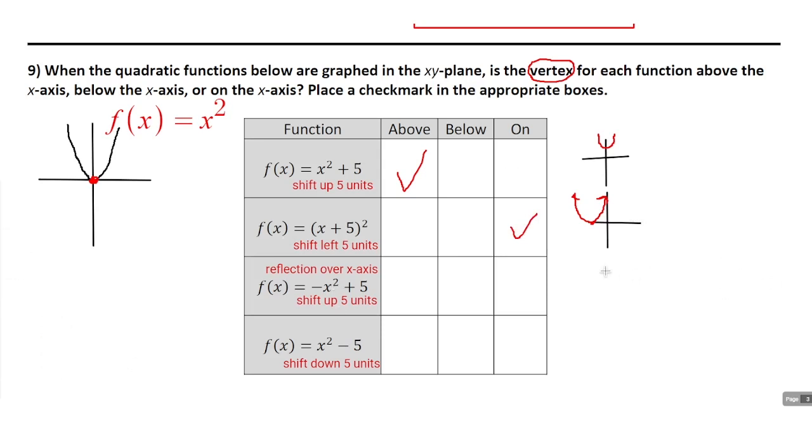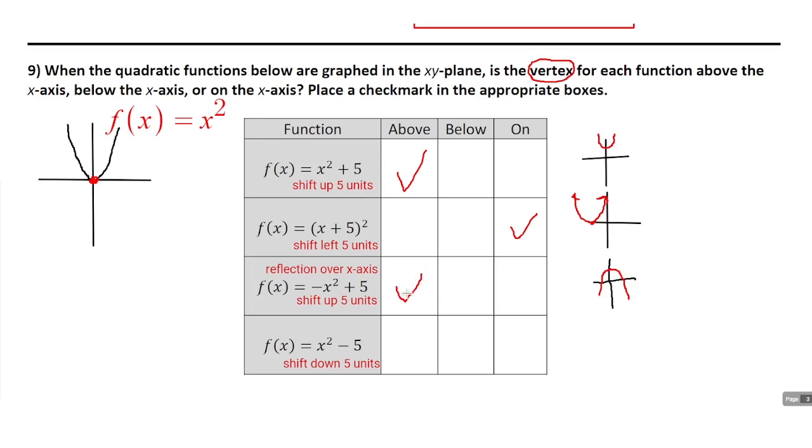Now, if I have a reflection over the x-axis and a shift up 5 units, the parabola first gets reflected across the x-axis like this, but then it shifts up 5 units. So that vertex is going to be up here, and the vertex we're really looking at is right here. I know this is a rough sketch, but bear with me. And that is going to be above the x-axis.